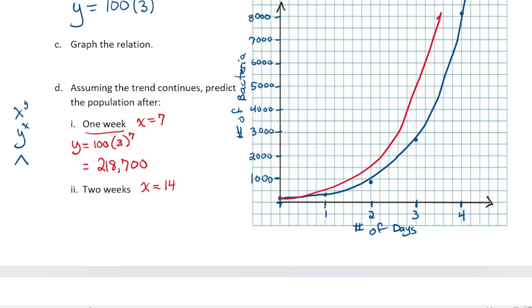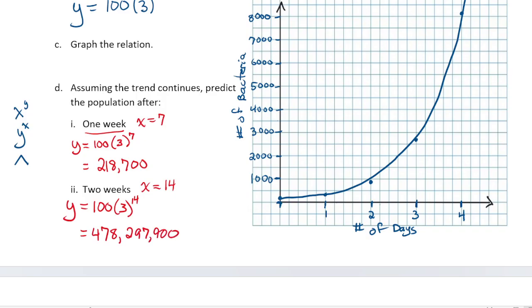So we expect it's going to go bigger than that. So let's see how big it actually does get. y is equal to 100 times 3 to the power of 14. And you run that through your calculator and you will get 478,297,900. And that's a lot of bacteria. But that's everything there is about growth.